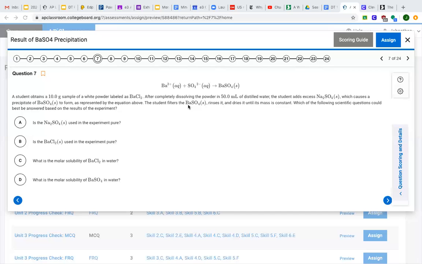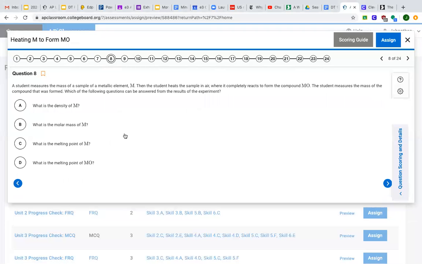Sounds good. Okay. All right. Number 8. A student measures the mass of a sample of a metallic element M. Then the student heats the sample in air where it completely reacts to form MO. The student measures the mass of the compound that was formed. Which of the following questions can be answered from the results of the experiment?